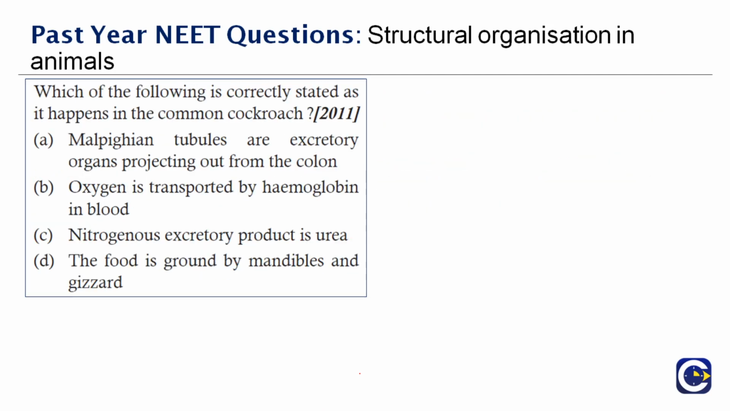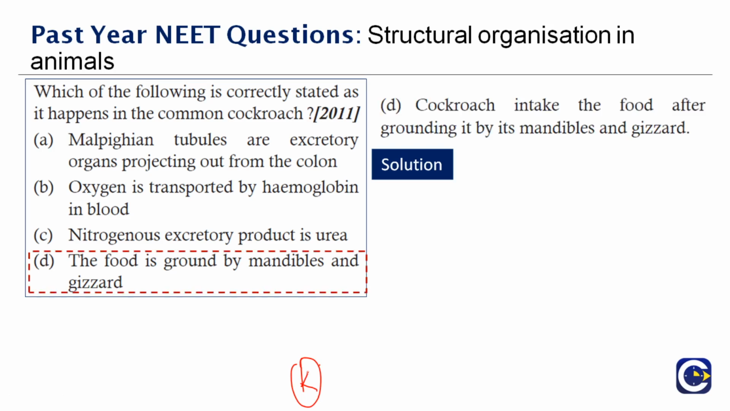Next question here. Which of the following is correctly stated as it happens in a common cockroach? This is again an easy question for you. You just have to analyze the options. Malpighian tubules are excretory organs. That is wrong. Oxygen is transported by the hemoglobin in the blood. That is again wrong. Nitrogenous excretory product is urea. That is wrong, because the nitrogenous excretory product of a cockroach is uric acid. Right, that's what we saw, right? The food is ground by the mandibles and gizzard. The correct answer is option D. Cockroach ingests food after grinding it by mandibles and gizzard. Therefore, the correct answer is option D.